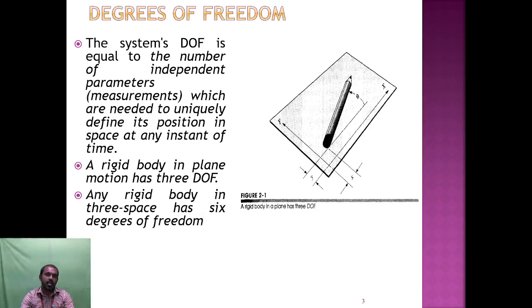And the rigid body in plane motion has 3 degrees of freedom. Any rigid body in 3D space has 6 degrees of freedom, like a robotic arm. The robotic arm has 6 degrees of freedom, including industrial robotics and home robotics. So robots have a maximum of 6 degrees of freedom: 3 rotations and 3 translations. That is the degree of freedom.